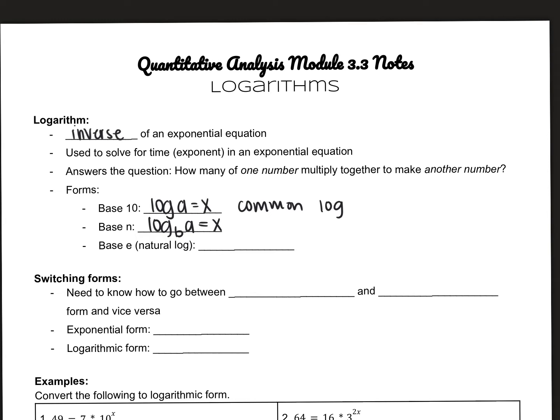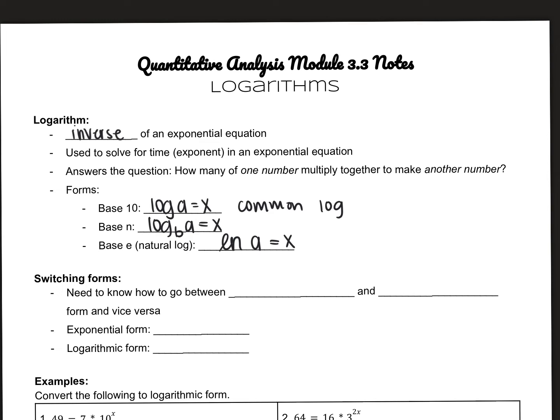Then we have the natural log. That's ln of A equals X, so that base is E. When we have continuously compounded interest and we convert it to logarithmic form to solve for our exponent, because the base of a continuously compounded interest formula is E, instead of using log, we use natural log because the base is already E.